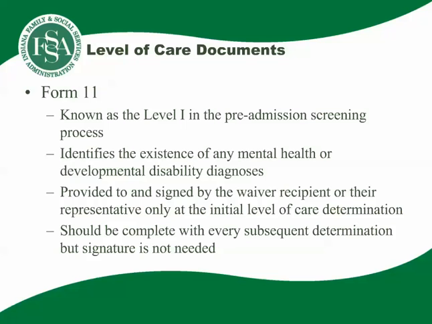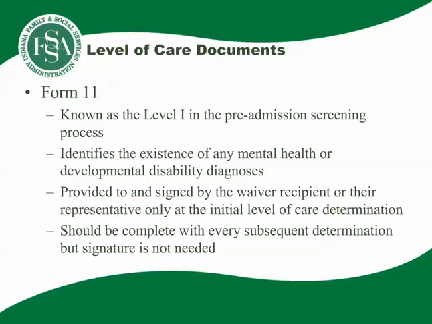Another level of care document is known as the Form 11. And earlier I mentioned the level 1 in pre-admission screening process. These are essentially the same forms. We call it a level 1 when you're doing pre-admission screening. We call it a Form 11 when we're assessing for waiver level of care. But the purpose is the same in both roles. It's to identify the existence of any mental health or developmental disability diagnoses.